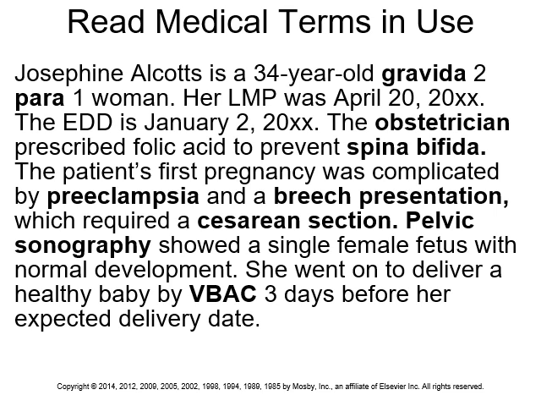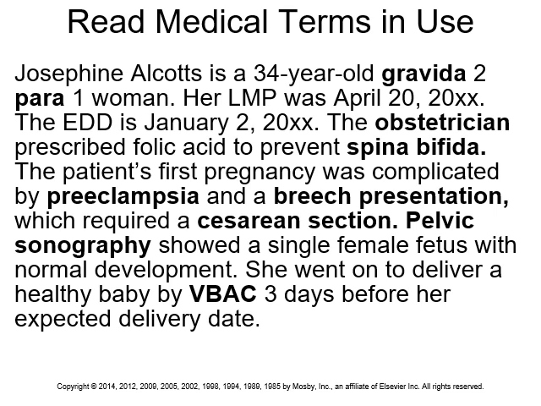Josephine Alcott is a 34-year-old gravida 2 para 1 woman. So gravida 2 para 1. Her LMP was April 20th of 2000-something. The EDD is January 2nd, 2000-something, and EDD is today's date. The obstetrician prescribed folic acid to prevent spina bifida. The patient's first pregnancy was complicated by preeclampsia and a breech presentation, which required a cesarean section.